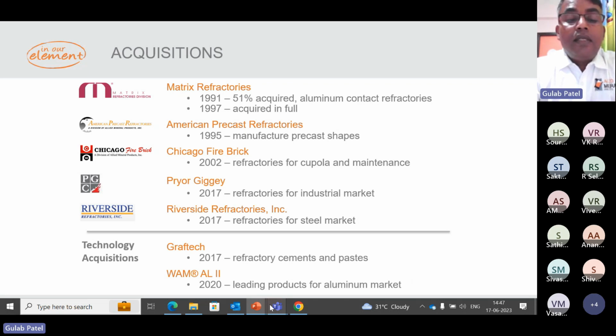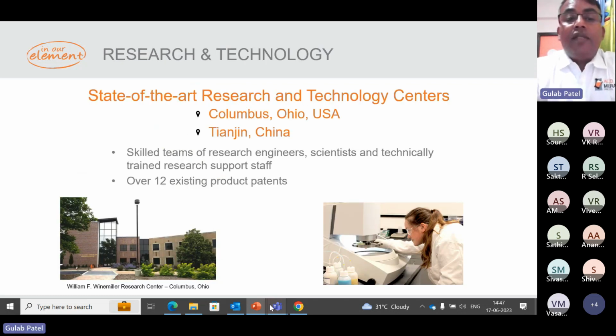Recently, GrafTech, and in 2020, the WAM, which is a patented technology specifically for aluminum applications. We have the Research and Technology Center in Columbus, our head office in the USA. We have one in China as well, where our skilled team of researchers, engineers and scientists develop all the new refractory technology products, which will further improve performance in die casting foundries to achieve the best lining performance. We have almost 12 existing products which are patented by Allied.